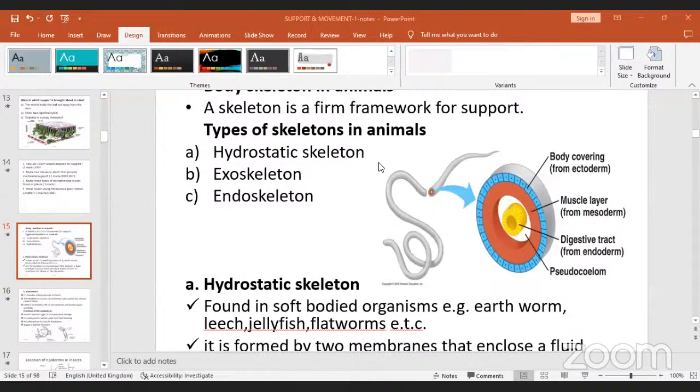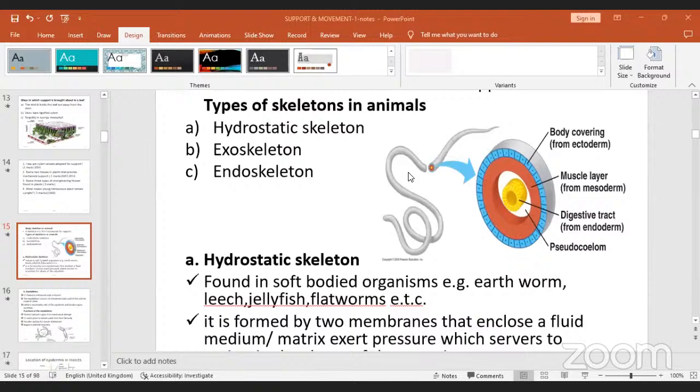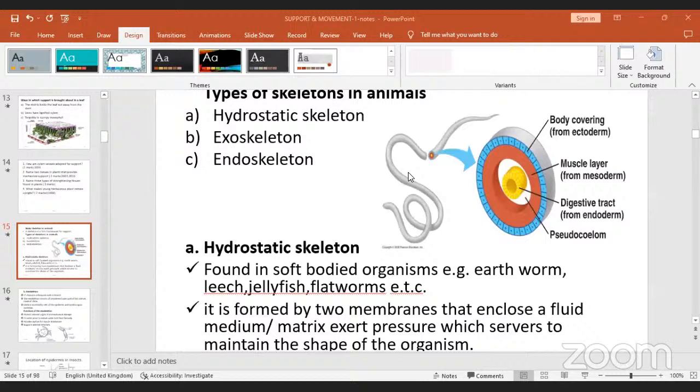Maybe you have seen jellyfish, even on TV. You've seen leeches. You have seen flatworms. These organisms, if you take them to your hand, they don't have a bone structure like yourself, but they have a skeleton that supports them. This skeleton is formed by two membranes, and between these two membranes is a fluid matrix.